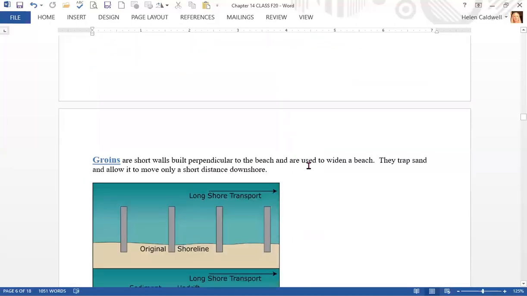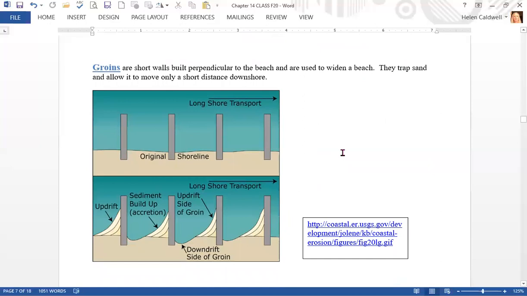All right, sometimes you don't need to keep the harbor open, but you want to keep the beach built up. And in that instance, you need groins. You can have one groin or two or 10. These are walls. They're short walls that are built out into the ocean. So they go from the beach into the ocean. And the whole idea is that they trap sand so that the beach doesn't become super skinny. They want to trap the sand and it only moves a short distance down.